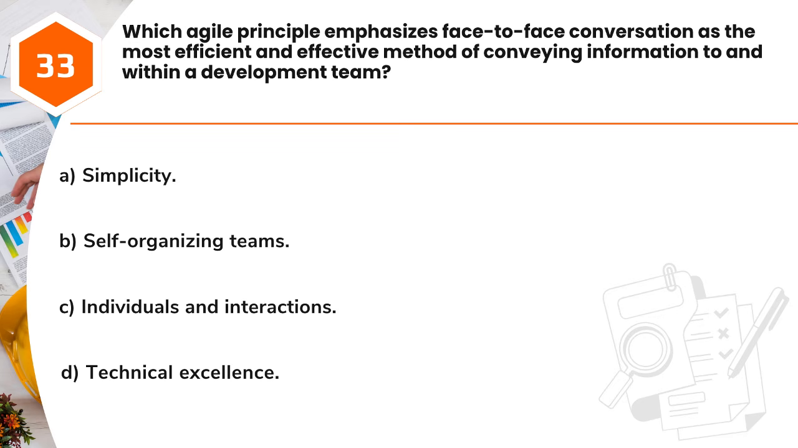Question 33. Which Agile principle emphasizes face-to-face conversation as the most efficient and effective method of conveying information to and within a development team? A. Simplicity. B. Self-organizing teams. C. Individuals and interactions. D. Technical excellence.